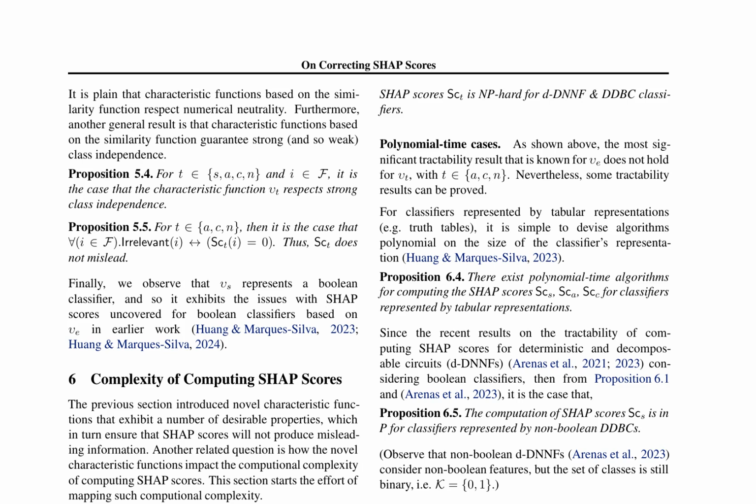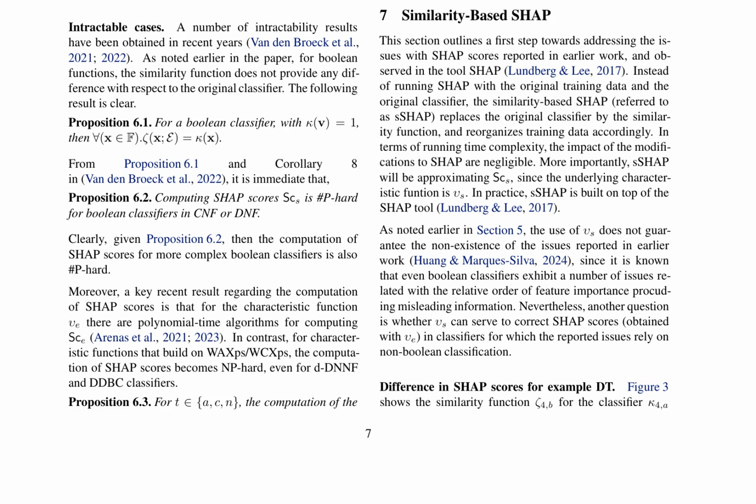This paper presents a novel approach to addressing the issues with SHAP scores, which have been observed in earlier studies. It introduces characteristic functions that respect numerical neutrality and guarantee strong class independence, thereby preventing misleading information. The proposed characteristic functions are based on similarity functions and can be used to correct SHAP scores. The paper also explores the computational complexity of computing SHAP scores, showing that for Boolean classifiers, the computation is intractable. However, for non-Boolean classifiers, the computation becomes NP-hard.